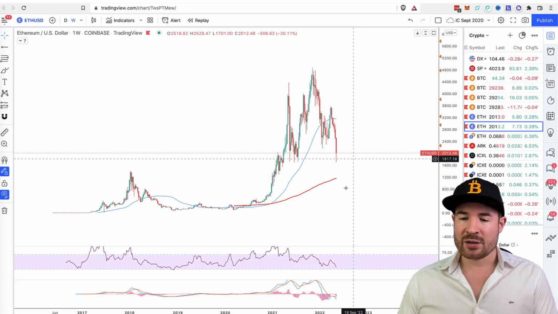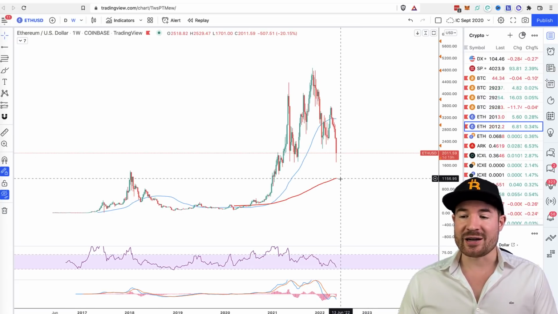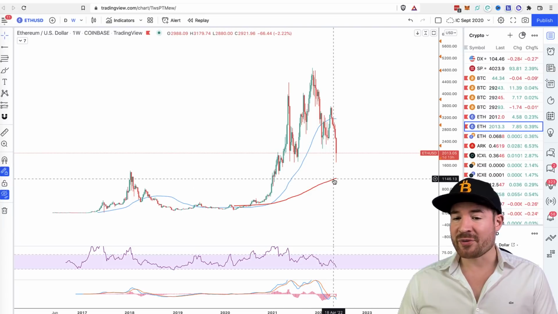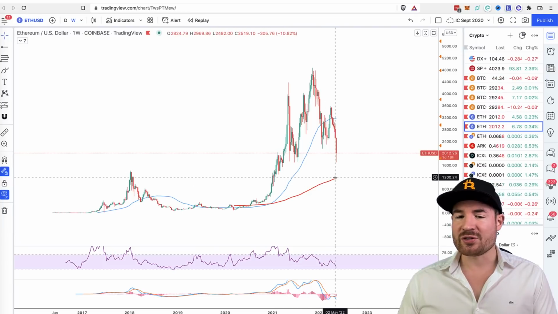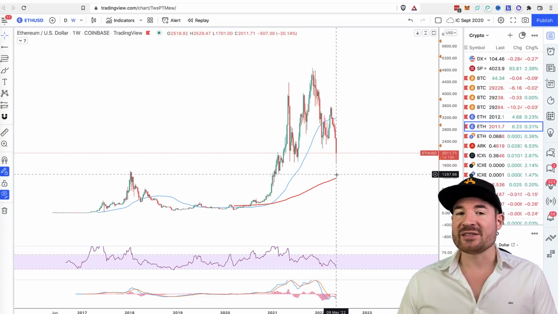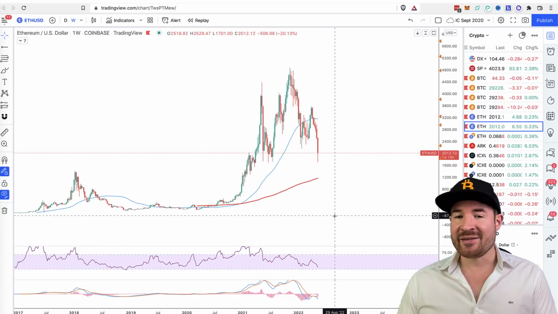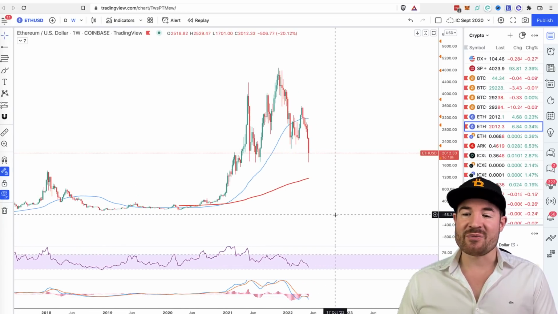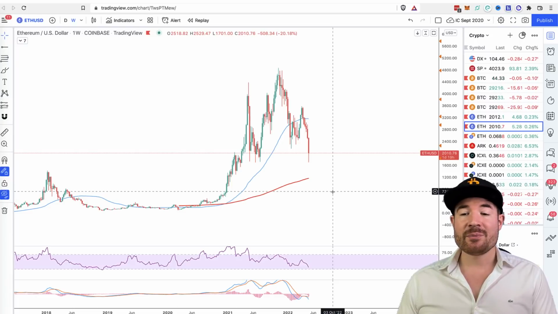In the meantime, we're looking at potentially going down to the 200-week moving average, which might provide support here also, which is about $1,200. But again, I would say it is possible to see sub $1,000 Ethereum before the low is in. Keep an eye on those levels that I've mentioned, and then just continue to take it a week at a time. And then simply be patient.